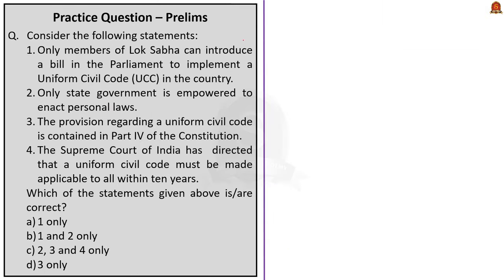Look at this question about UCC. Recently, Uttarakhand became the first state to clear the Uniform Civil Code Bill. Now, although Goa is governed by a UCC, that is the Portuguese Civil Code, the assembly did not pass any law. The code was retained after its liberation in 1961. So technically, Uttarakhand is the first state to clear a UCC bill in India.